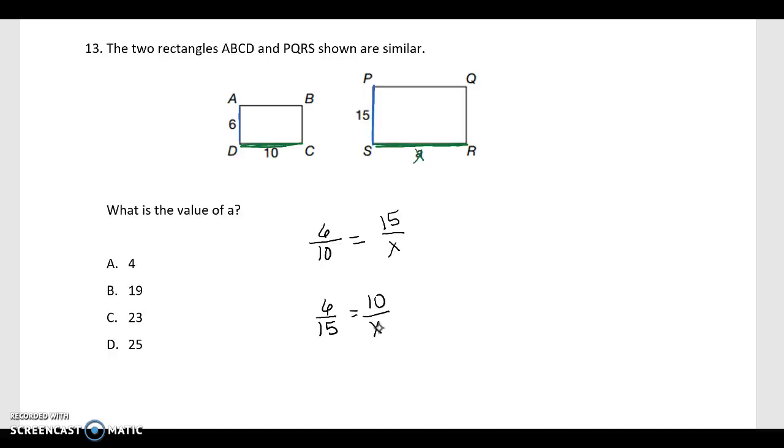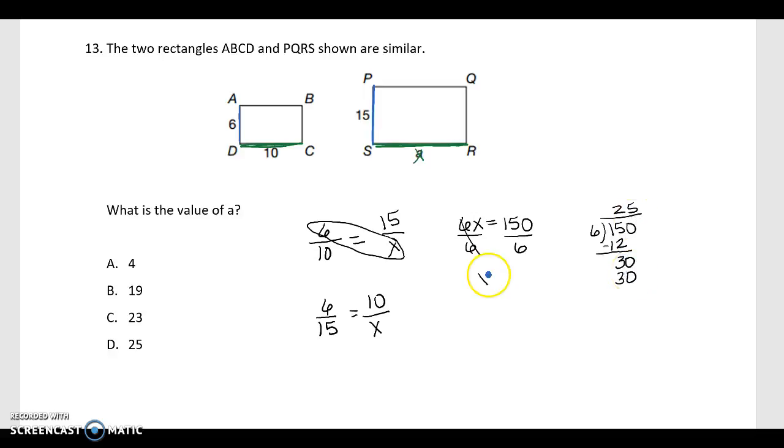So 6x equals 15 times 10. So you just move your decimal one place. So I'm adding a 0. Divide by 6. Divide by 6. So I'm going to do 150 divided by 6. 2 times 6 is 12. Subtract, I get 3 or 30. 6 times 5 is 30. So I have that x equals 25.